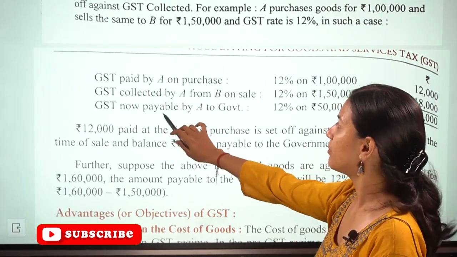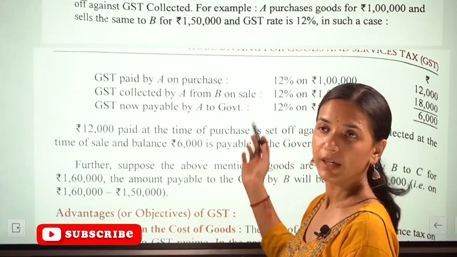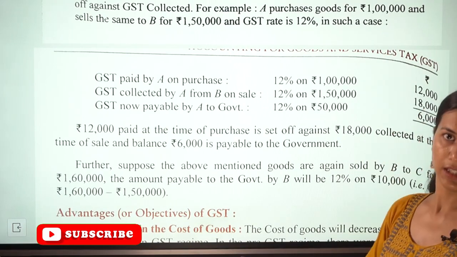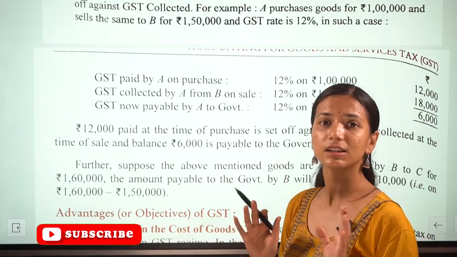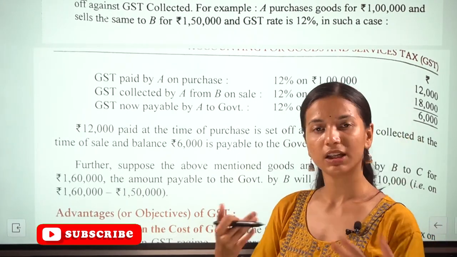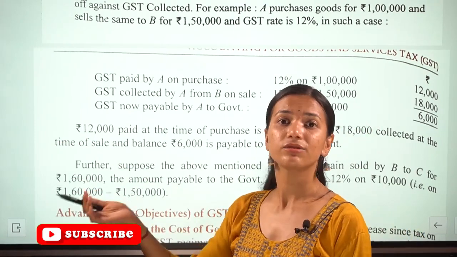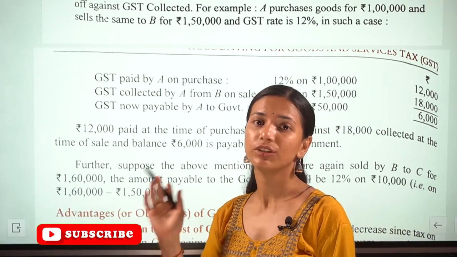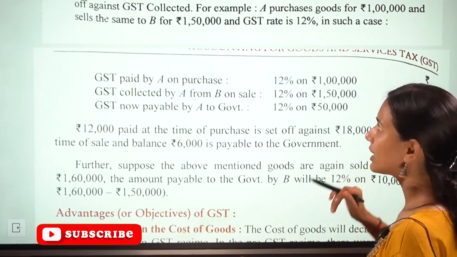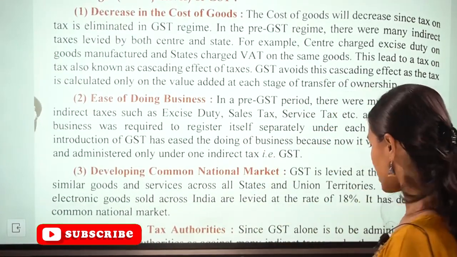Now GST payable by A to the government. Now these things will be charged by the government as well, so we have to pay it to the government. So now there is a difference. He was paying 12,000. Now he is receiving 18,000. So there is a 6,000 rupees difference between the two amounts. So that 6,000 he needs to pay, because he has already paid 12,000 and now he is receiving 18,000. So that means he has received 6,000 more. So that 6,000 we need to adjust and that 6,000 is to be paid to the government. So that's why it is a value added tax. So there are some advantages or objectives of GST.